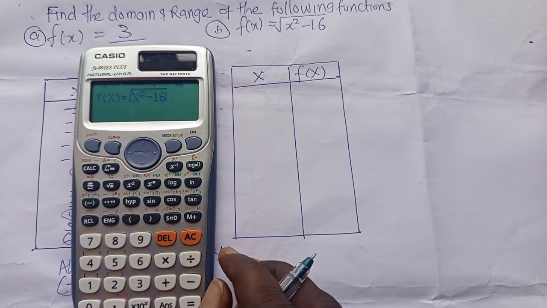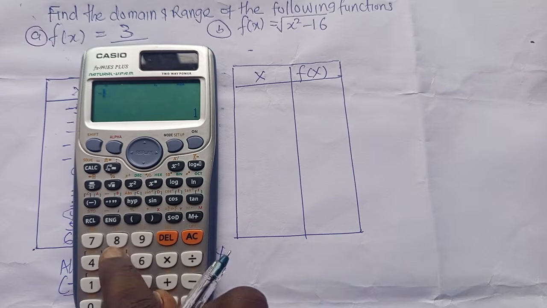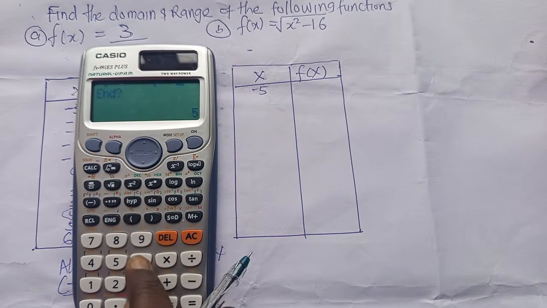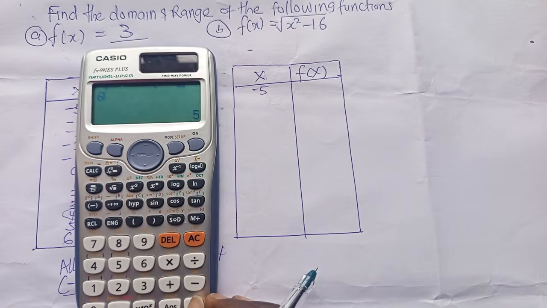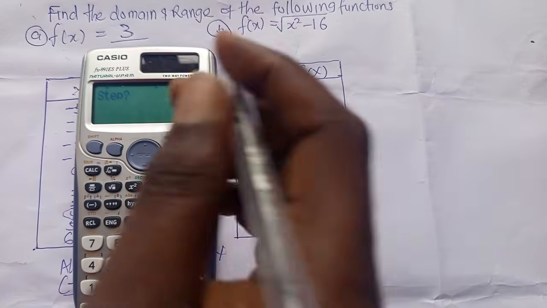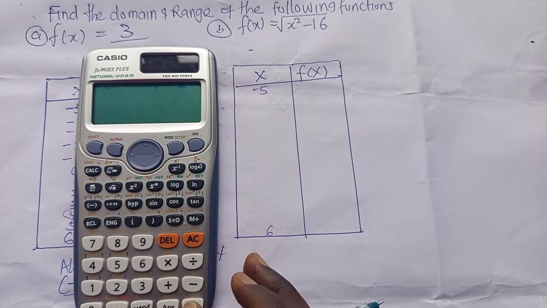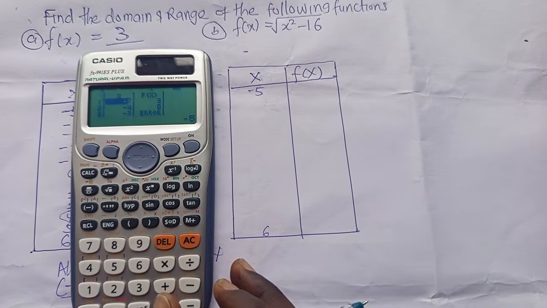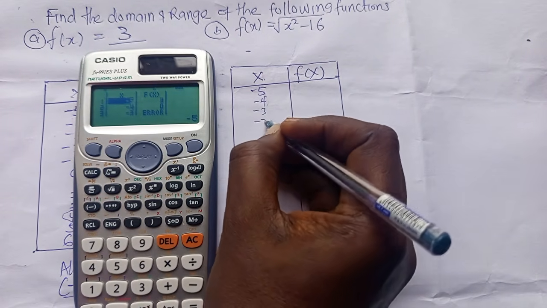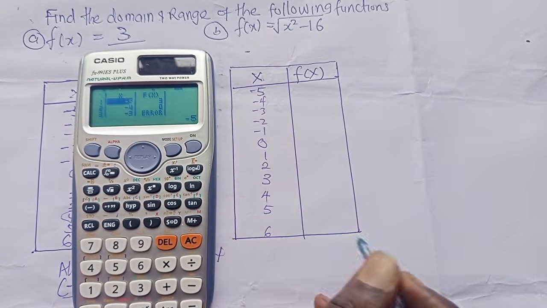Now you have to choose a start value. Let's also choose minus 5 as the start value. Let's take 6 as the end value. Now what will be the step? By what amount do you want it to increase? Let's say increase by 1. Now we have gotten all the necessary values: minus 4, minus 3, minus 2, minus 1, 0, 1, 2, 3, 4, 5, then 6.